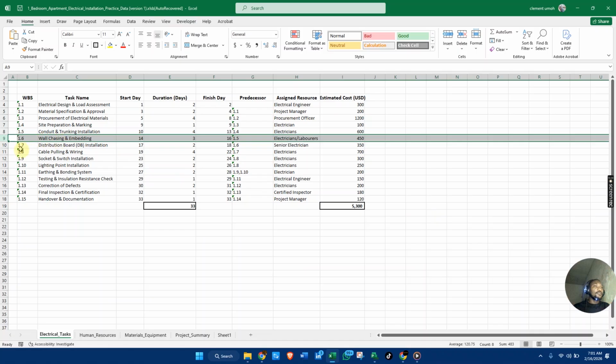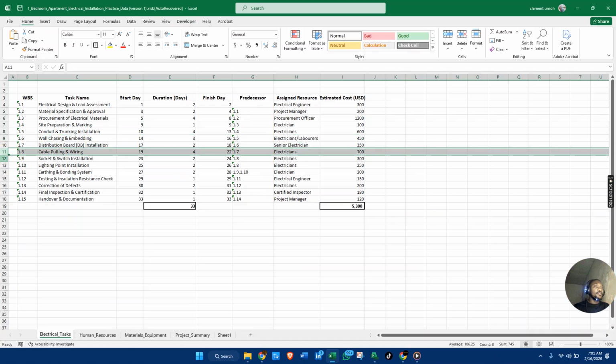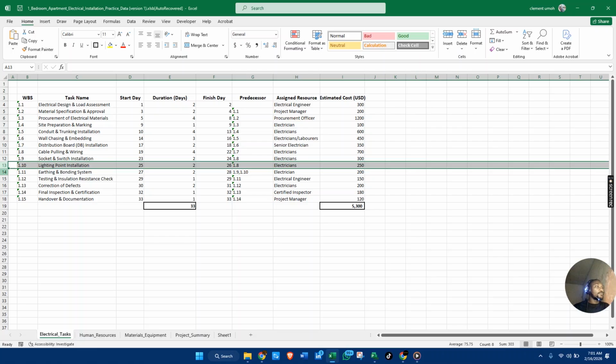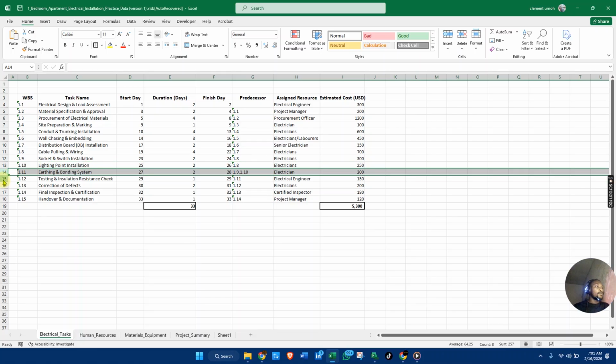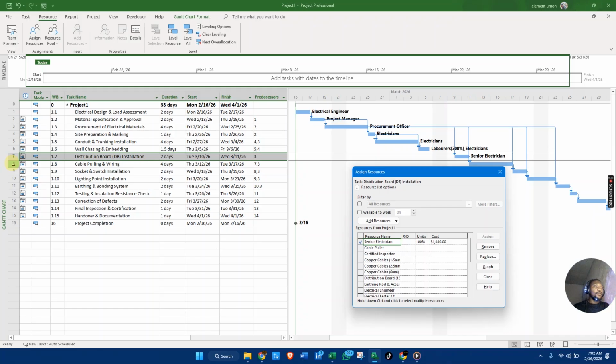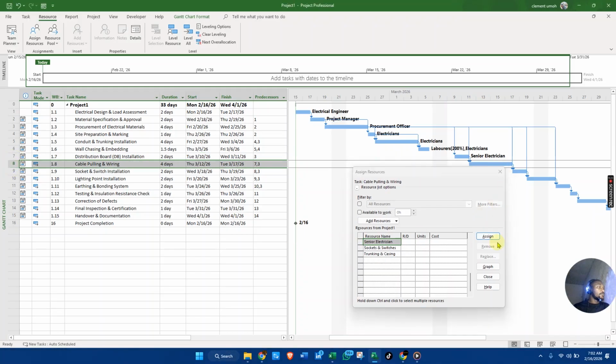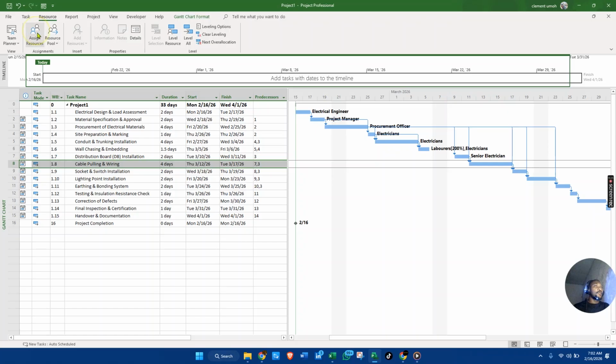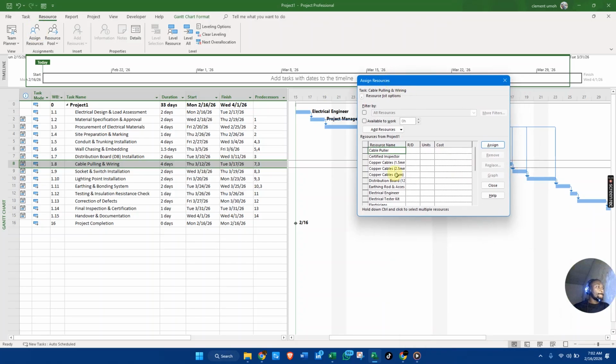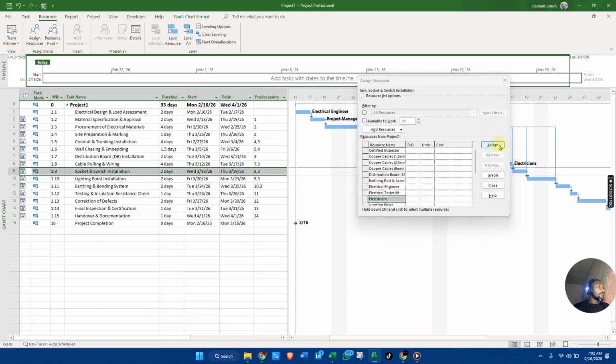So what else again? Cabling and wiring electrician. That's one, two, three, four. So cable and wiring. Nope, close. Open again. Cable and wiring electrician. Right, this other guy is the electrician. Lighting and fixing electrician.